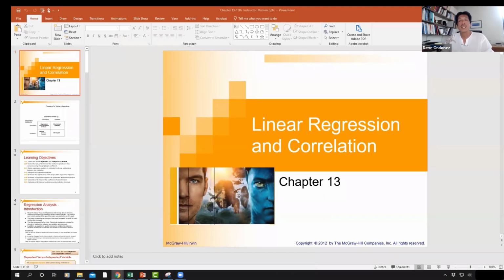So with these 3 sessions, we're going to be covering 2 chapters: simple linear regression, and then multiple linear regression. Okay, so let's get on with the topic for today, which will be simple linear regression. Do you see this PowerPoint slide I'm sharing?